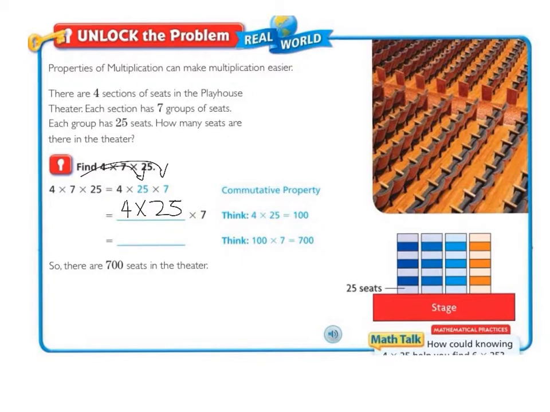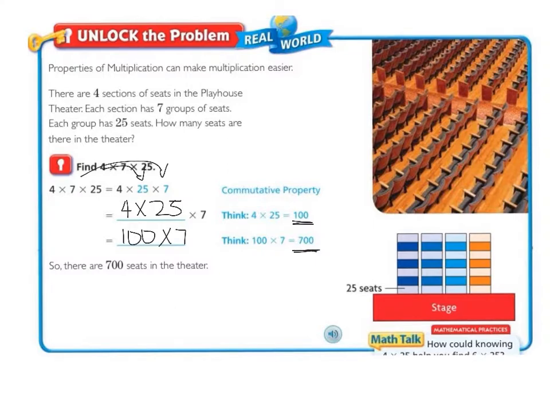Now we're going to look at the first two numbers, 4 times 25. Well, 25 is like a quarter. It's easy to multiply by quarters. If I have 1 quarter, I have 25. 2 quarters is 50 cents. 3 quarters is 75. And 4 quarters is $1. So 4 times 25 is 100. So then I can multiply 100 times 7. And 100 times 7 is 700.